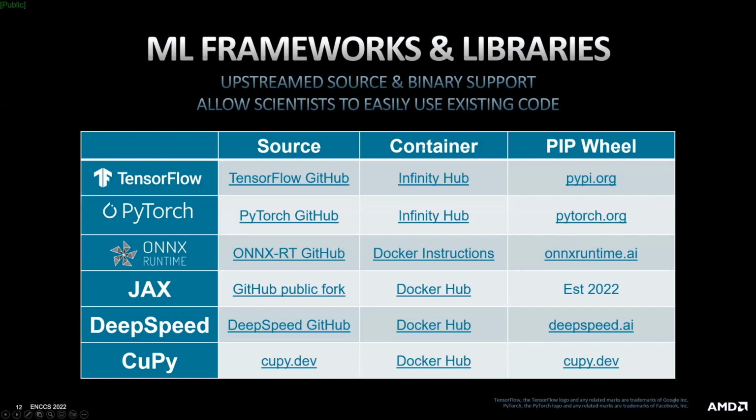These are the ways that we currently use to install these frameworks. You can build from source if you want. If you're a little adventurous, it's not too difficult. It takes some time, but it will work. If you are not interested in learning the installation process, you can just download the container from Infinity Hub and use it in a Docker container, and it works out of the box.